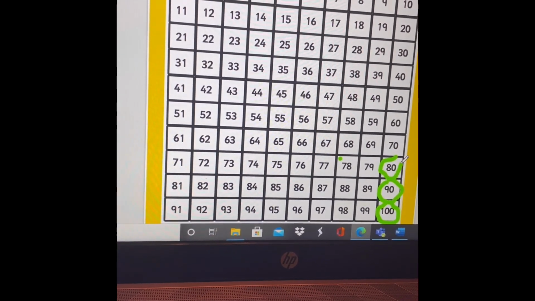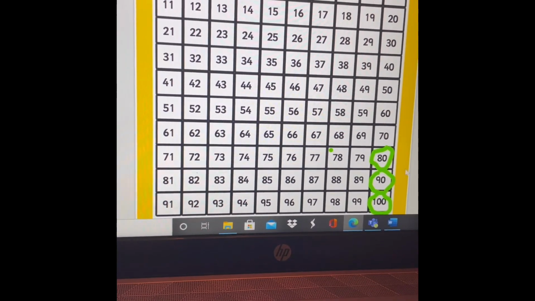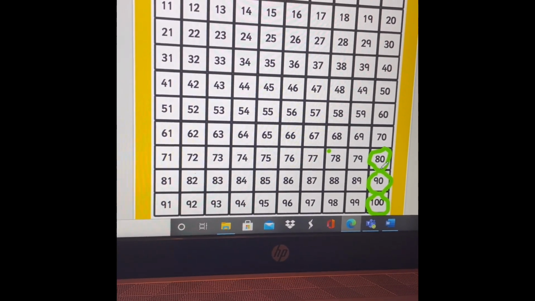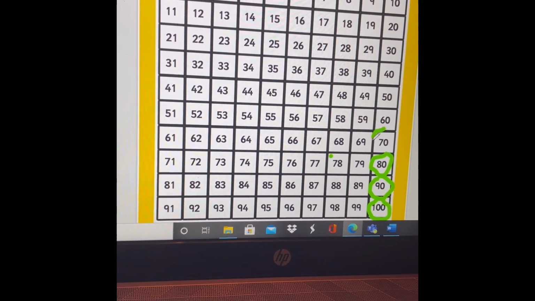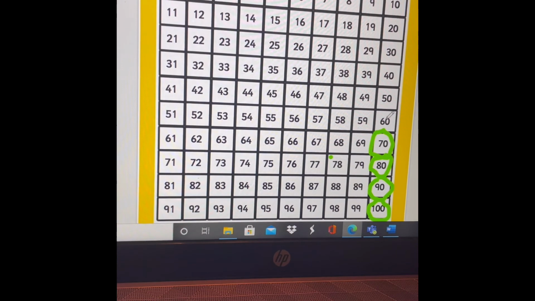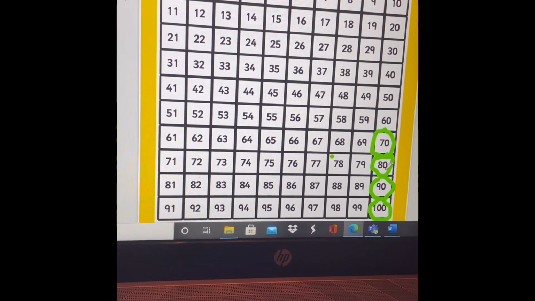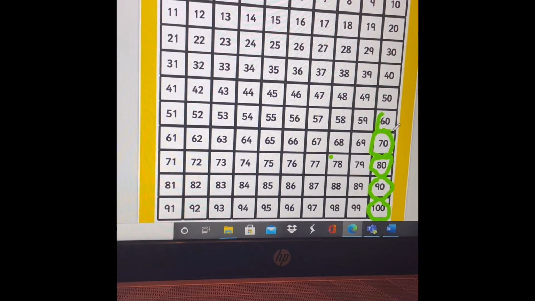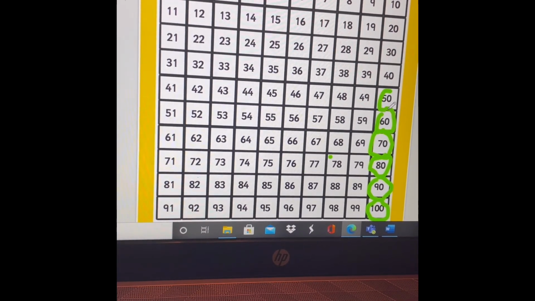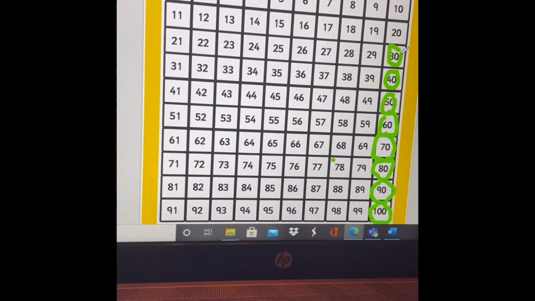Can you see the pattern that that is making? It's going back up the number square in a row. So let's take away 80. 10, 20, 30. 100 take away 30 is 70, but we're taking away 80, so we're taking away 8 tens. So that's 1, 2, 3, 4, 5, 6, 7, 8.